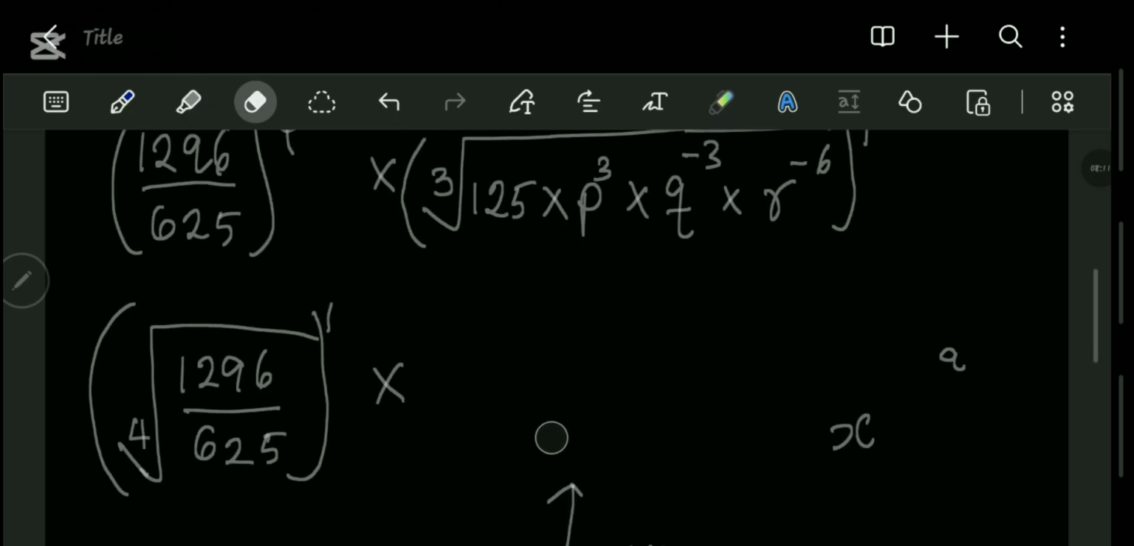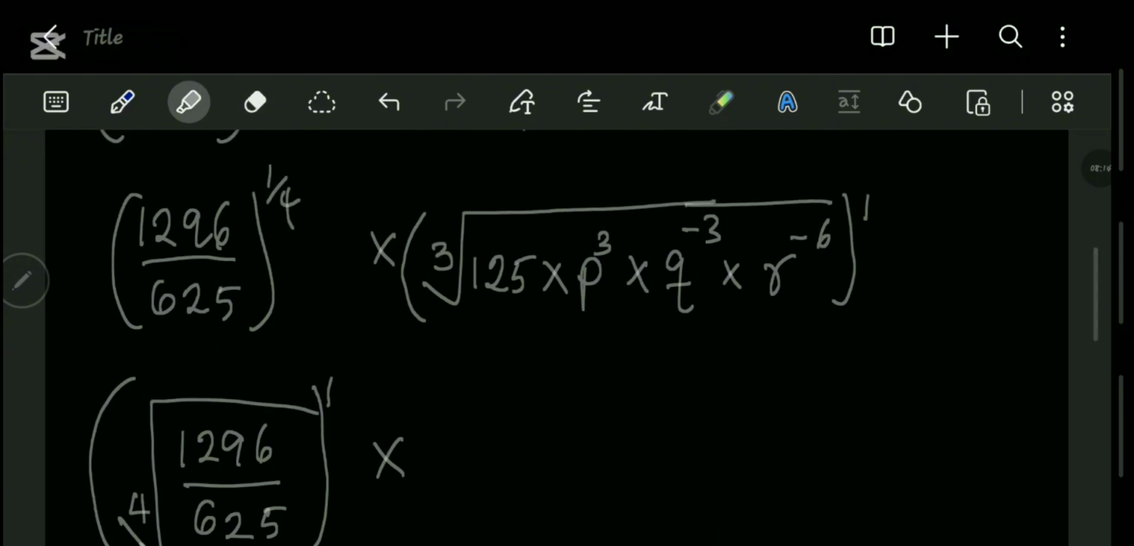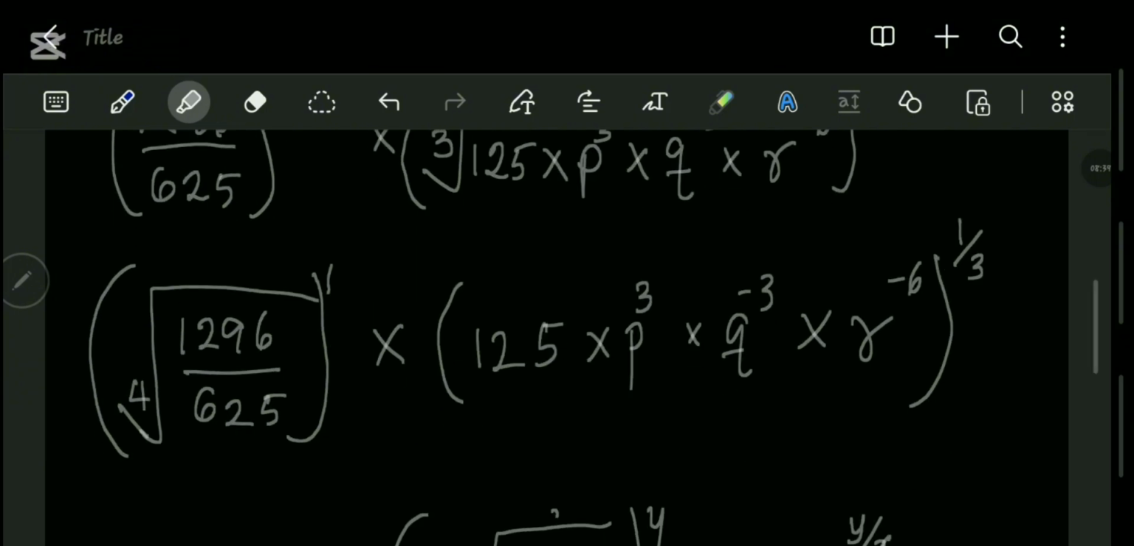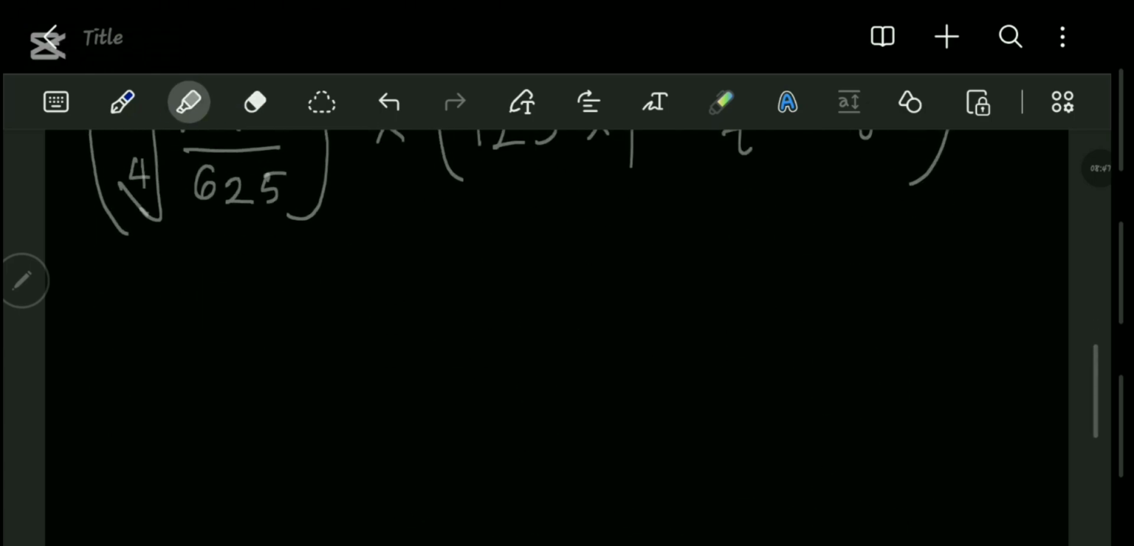All right, let's get rid of this. So from here, if I remove the root, if I do the reverse of what I just did, I'm going to have this whole thing first: 125 multiplied by p to power 3 multiplied by q to power minus 3 multiplied by r to power minus 6. All of these are going to be raised to the inverse, that is 1 over 3, which is the root. I just removed the root, and that root is what I have here. I believe we understand. So from here, we can continue simplifying further.